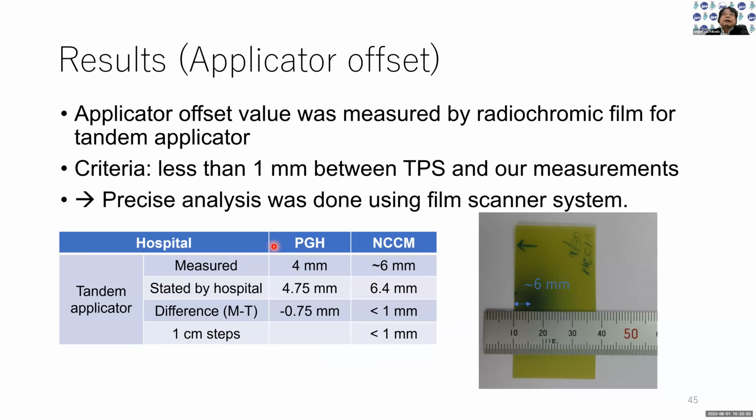This shows the applicator offset to institution. This is an example of the result. The difference is less than 1 millimeter.